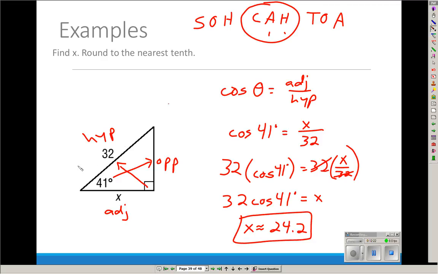So if the hypotenuse, which is the longest side, is 32, then x is 24.2. That's a reasonable answer. So when you're doing trig, look at your right triangle. Identify the opposite, adjacent, and hypotenuse. Determine whether you're using sine, cosine, or tangent. Write the equation, substitute in, and solve.